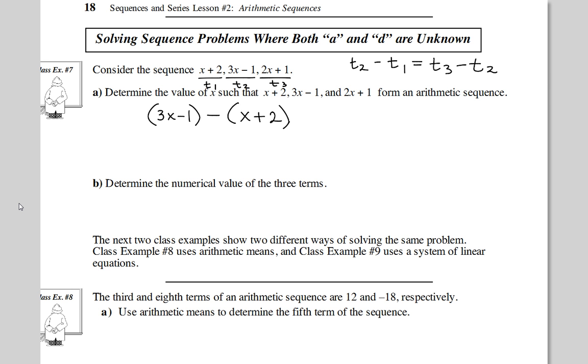Because no matter where you are in the sequence, that d value will be consistent as long as you have a term take away the previous. So we can write an equation now all in terms of x, and solve for it.